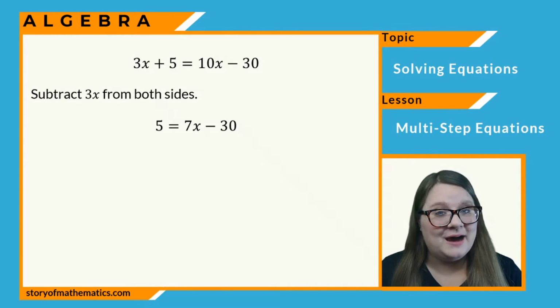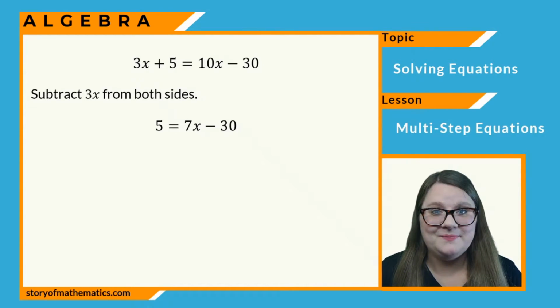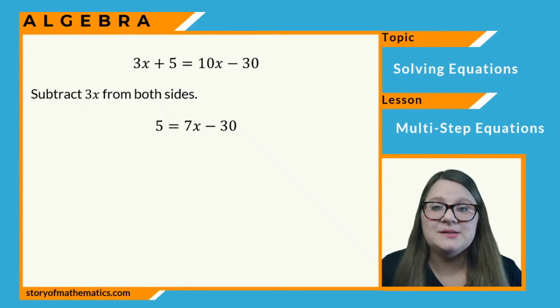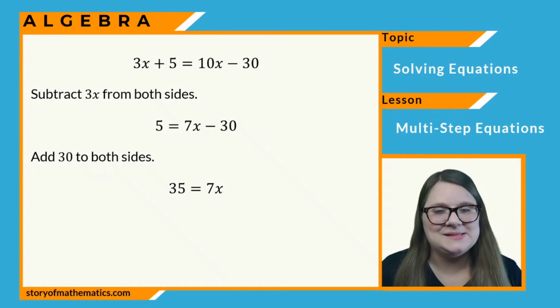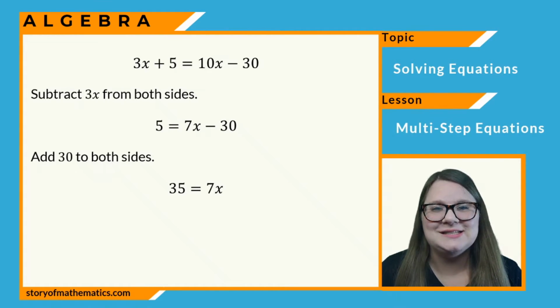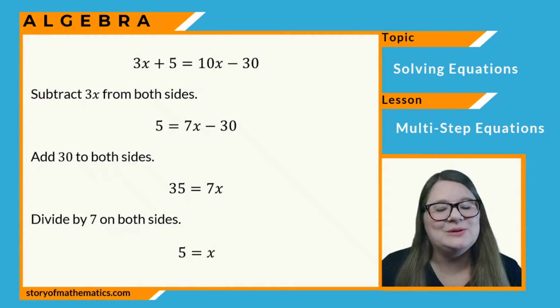That's going to give me 5 equals, and then 10x minus 3x is 7x, and then I carry down my minus 30. Now I need to isolate the variable. Well, to get x by itself, I'm going to start by adding 30 to both sides. That cancels from the right side and gives me 35 on the left side. Then, since it's 7 times x, that's multiplication, in order to get x by itself, I will have to do the opposite, which is divide by 7. Then that tells me that 5 equals x, or you can think of it as x equals 5.